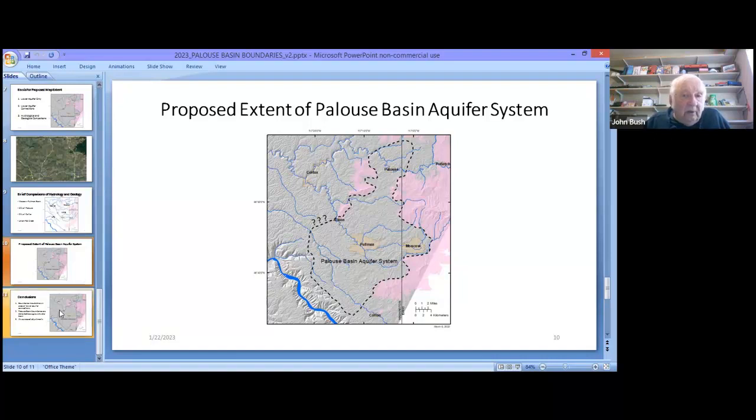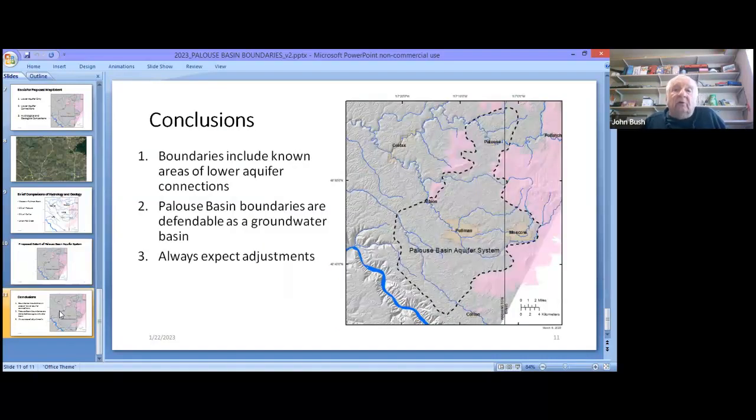And we get down to the conclusions. What I should have gotten across is that the boundaries of the Palouse Basin include known areas of the lower aquifer connections, and the boundaries are defendable as a groundwater basin, but not as a geologic basin or a geographic basin, but a groundwater basin for the lower aquifer. In the future, you should expect some adjustments to these boundaries, and they should help focus our attention on where we may or may not need to do more research.